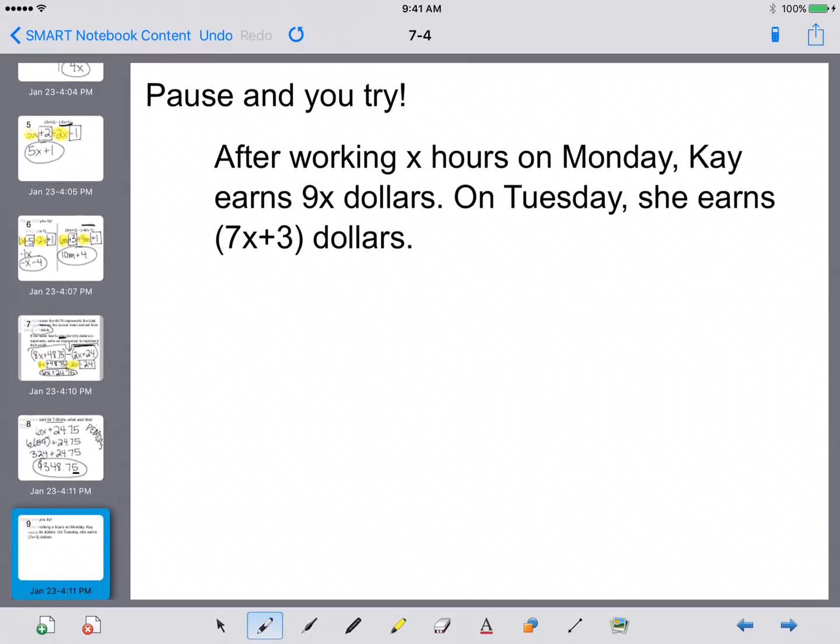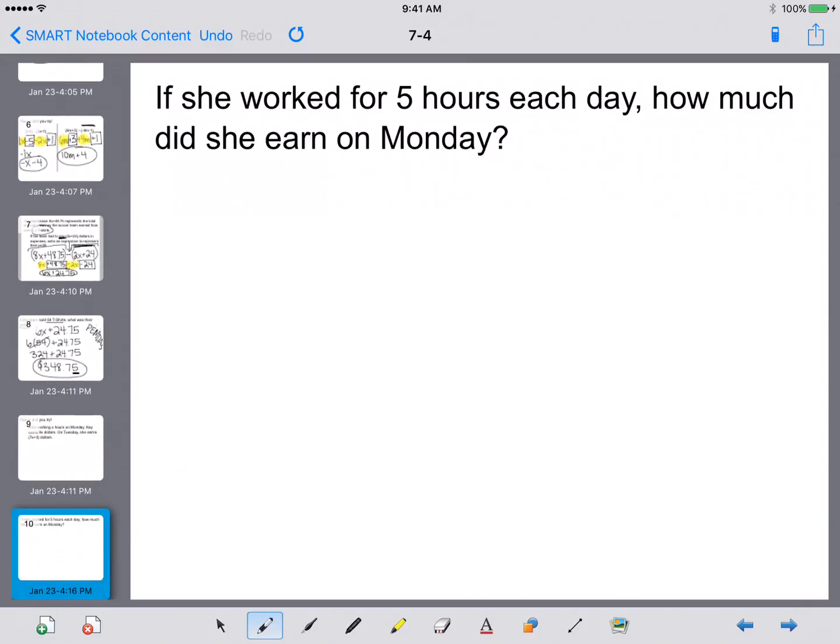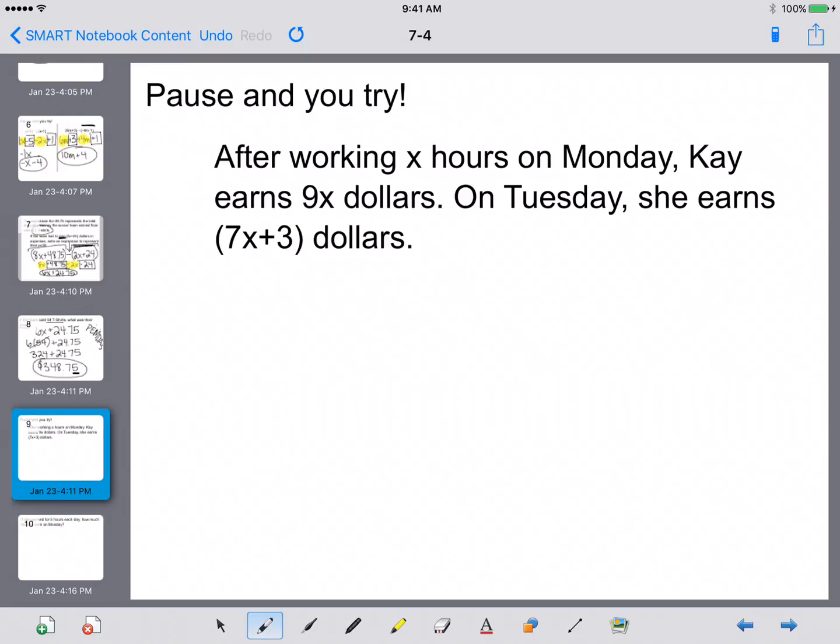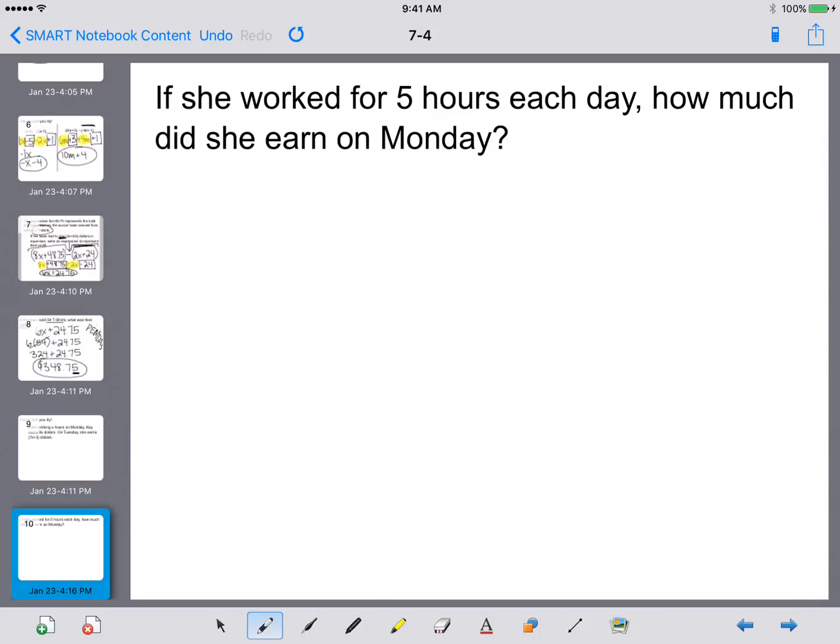So here I want you to pause and try these next 2 slides on your own. And then double check and follow with me. So here it says after working X hours on Monday, Kate earns 9X. And on Tuesday, she earns 7X plus $3. So it wants to know if she worked 5 hours each day, how much did she earn on Monday?